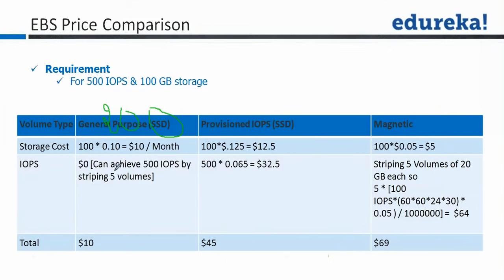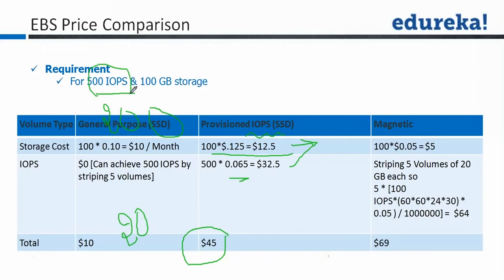So in this case, 200 GB into 0.10 will be costing you $20. Since you needed 500 dedicated IOPS, the cost of the storage would be 100 into 12.5. Now we take the lower cost of the IOPS, so it would be 13.25. So provisioned IOPS costs you now $45. If you go for magnetic volumes, you cannot have 500 IOPS with a magnetic volume because it provides 100 IOPS only. So you need to create 5 volumes each of 20 GB, stripe them together in RAID 0, and you would be able to achieve this. In that scenario, it would be costing you around $69.